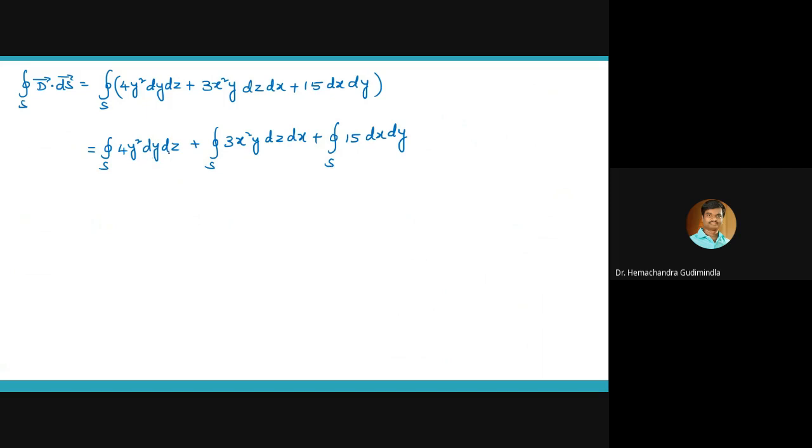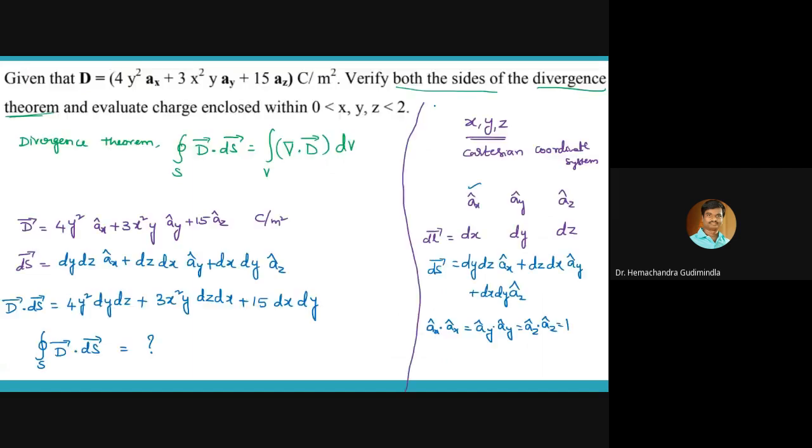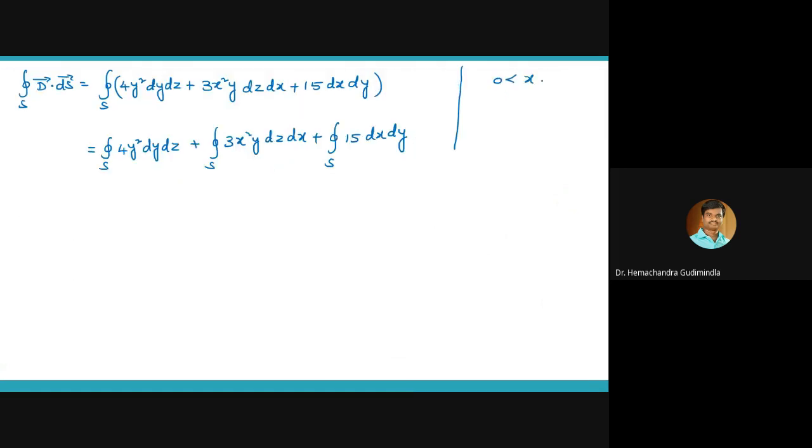Here y and z are varying. Let me write how x, y, z are varying. As per the question, x, y, z each vary from 0 to 2. If you look at dy dz, y is varying and z is varying. What about x? X is some constant, but based on the question, x also varies from 0 to 2. But as per what I want, x should be constant.